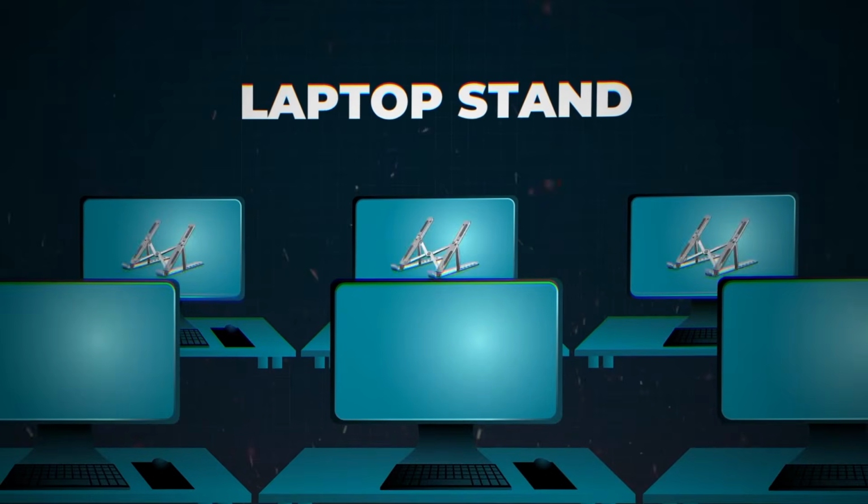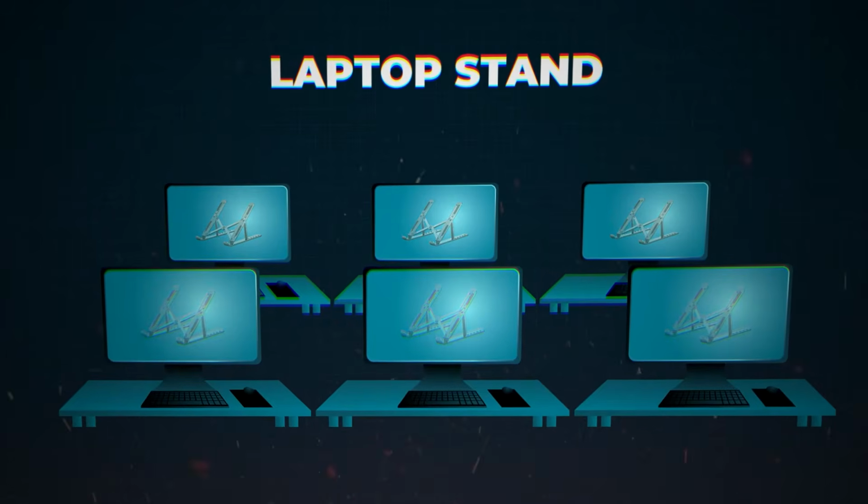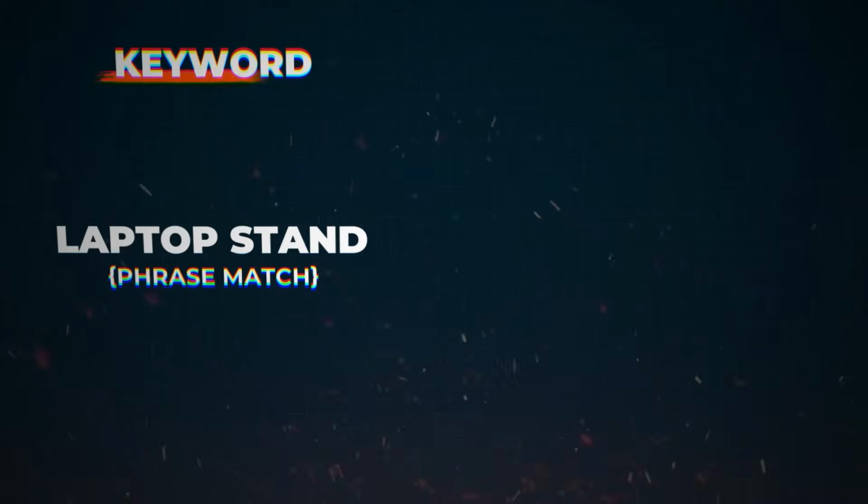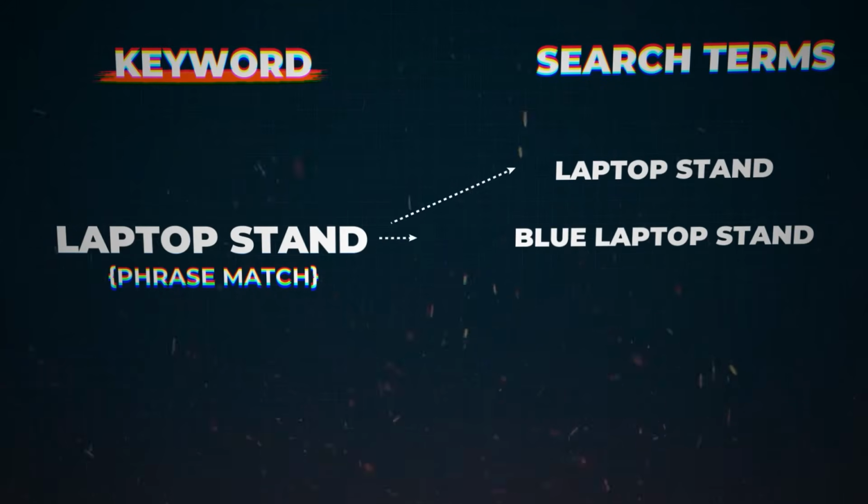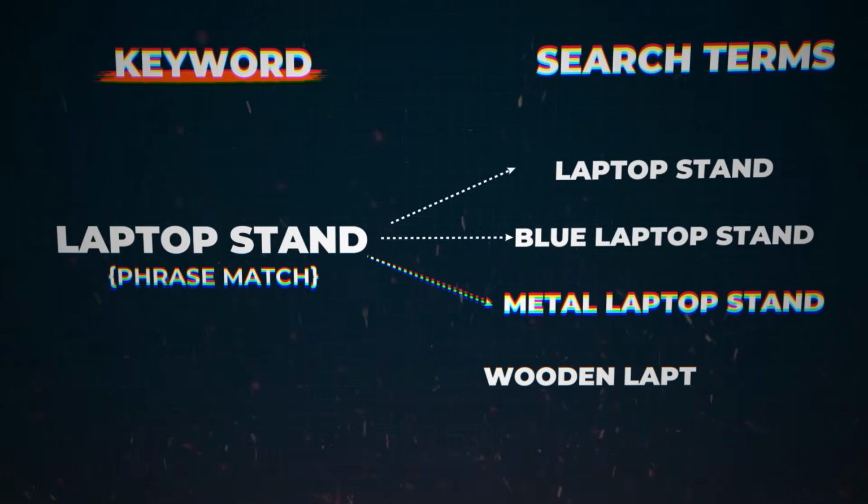So why do you want to create this performance campaign that has all of your best performing search terms in exact match form? Well, essentially it's to give you more granular bid control. So let's say that you're targeting the keyword laptop stand in phrase match form. That keyword is going to target loads of different search terms. It's going to target laptop stand, blue laptop stand, metal laptop stand, wooden laptop stand.